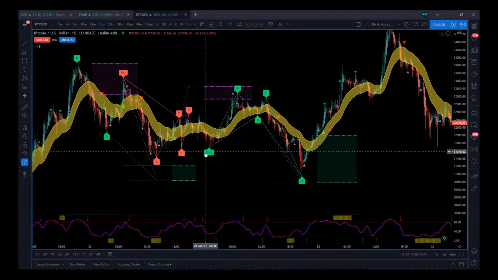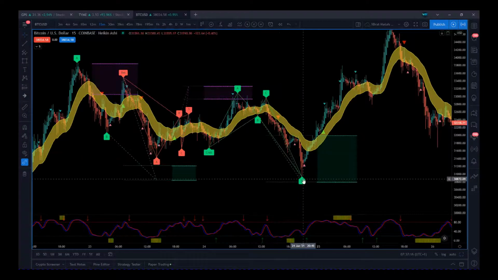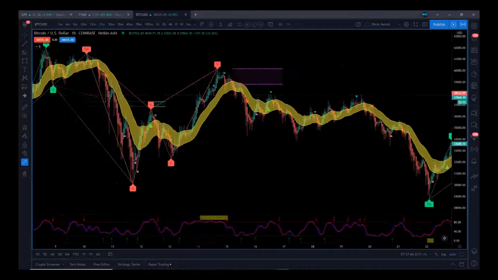This went sideways, but then we had the crab pattern. So out of these three patterns, the one that completed in the zone had the biggest resulting trade. Let's go on to a different time frame.